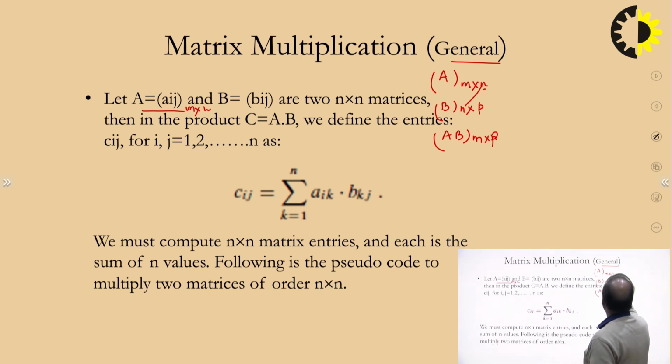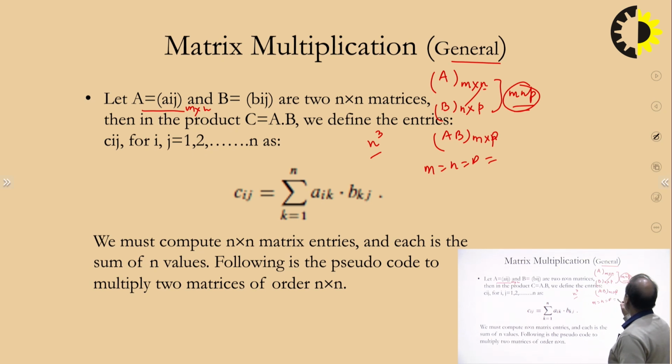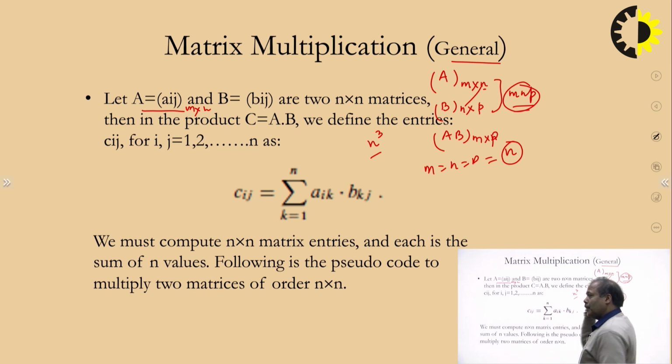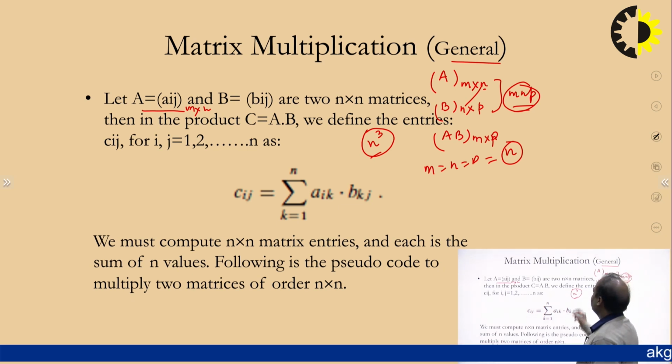And its time complexity will be m, n, p, right? Suppose m equals n equals p, so its time complexity will be equal to n cube, if we assume that m, n and p are equal and equal to n. So it is cubic in time, so it's not a small time. So this is the matrix multiplication time complexity.